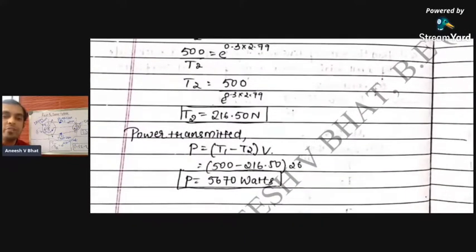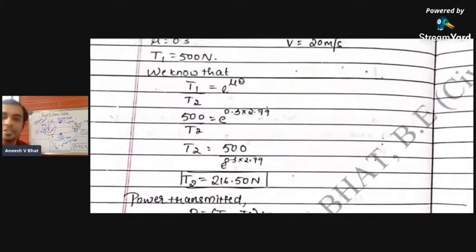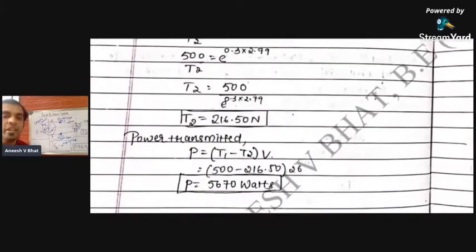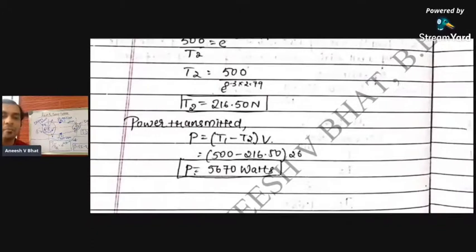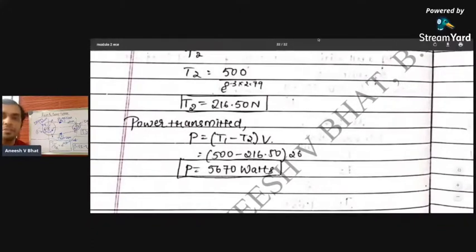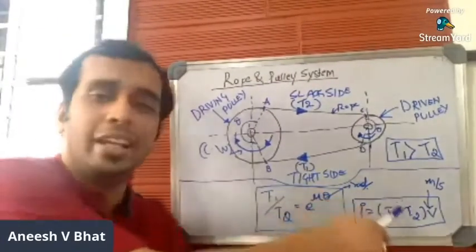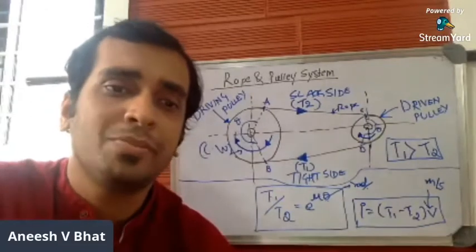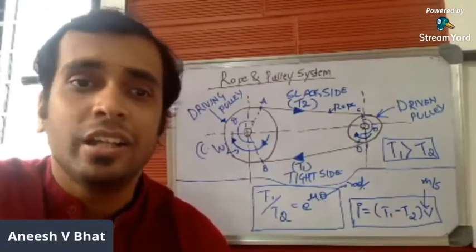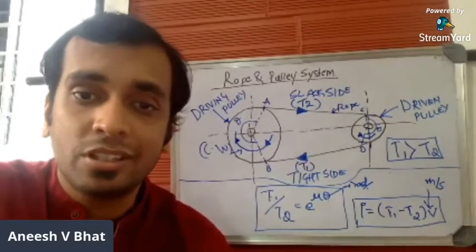So you can find the value of power transmitted straight away using this particular formula. P is equal to T1 minus T2 into V, where V is the velocity of the driving pulley in meters per second. It's given in the question as 20 meters per second. Substitute it and find the value of P in terms of watts. This is the power transmitted. This will be the second problem. If you know these two formulae, solving problems will be easy as far as this particular concept is concerned.